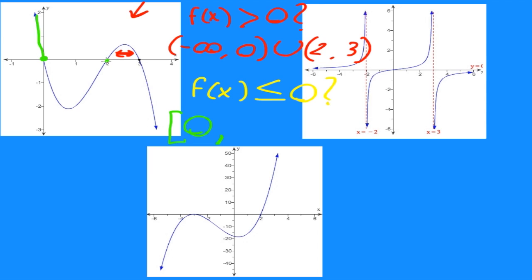Is this an endpoint? Yes, because that's where this line ends. So 2 bracket, union, and 3, right? Is 3 an endpoint? Yes, because it's where this line ends. So bracket 3 to infinity. Is infinity an endpoint? If you said yes, you're wrong. It is not. It doesn't end. So that would be your answer for that graph.